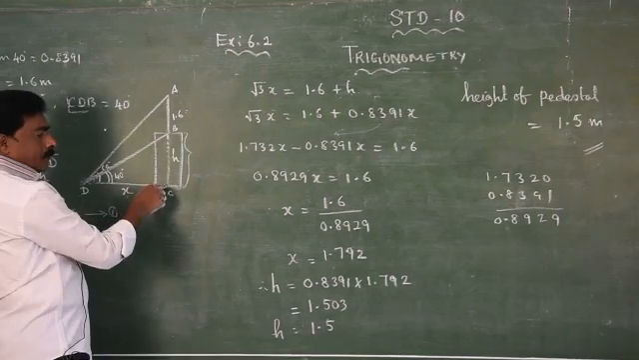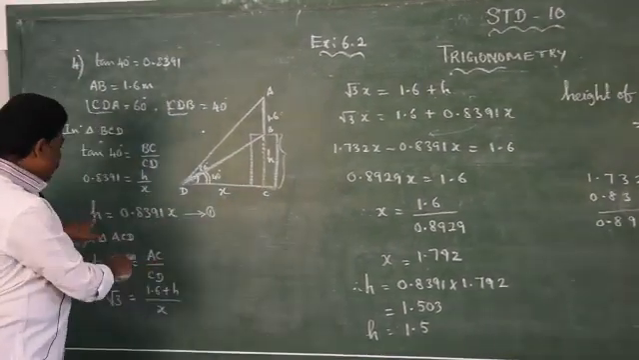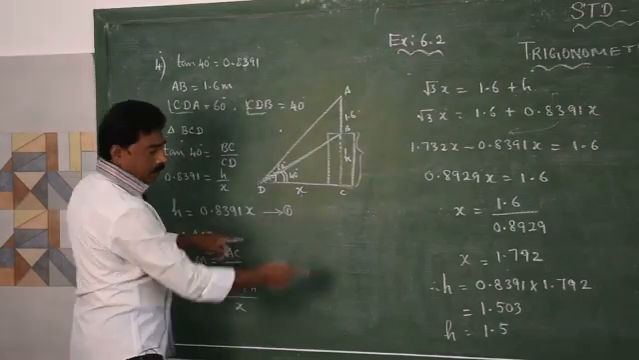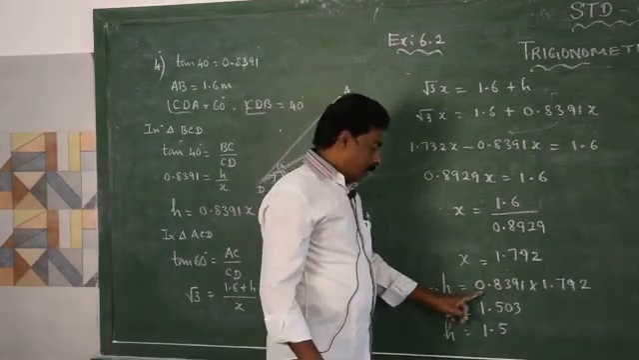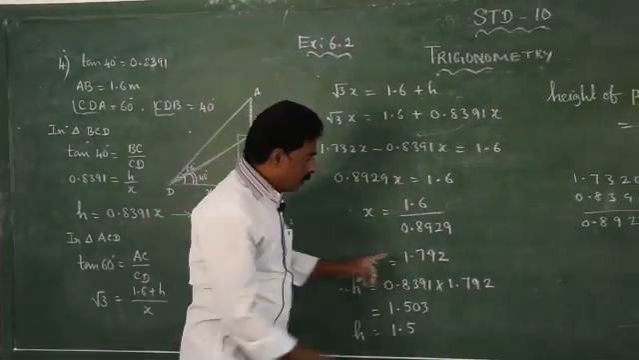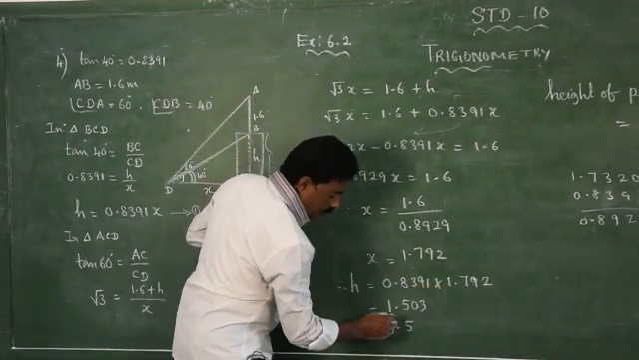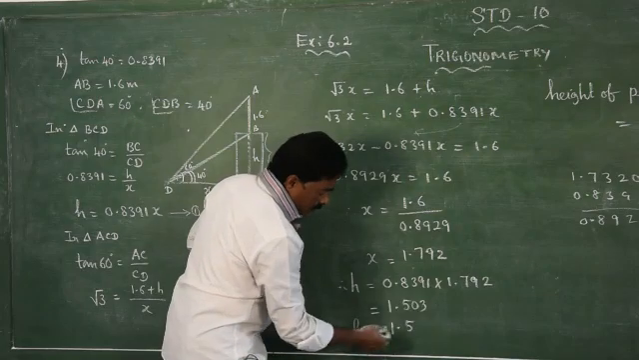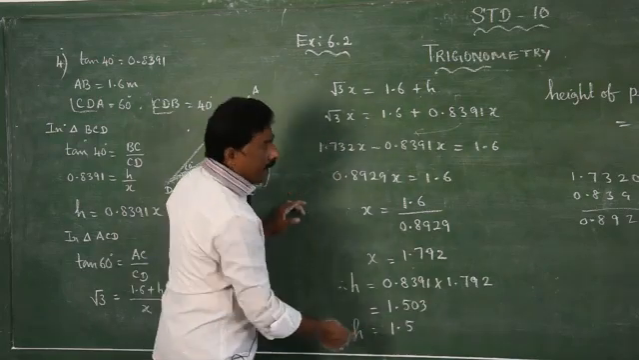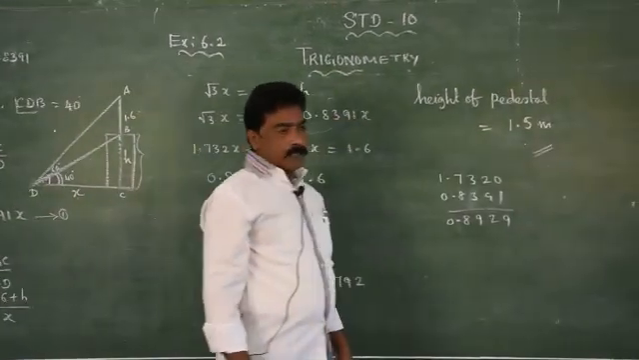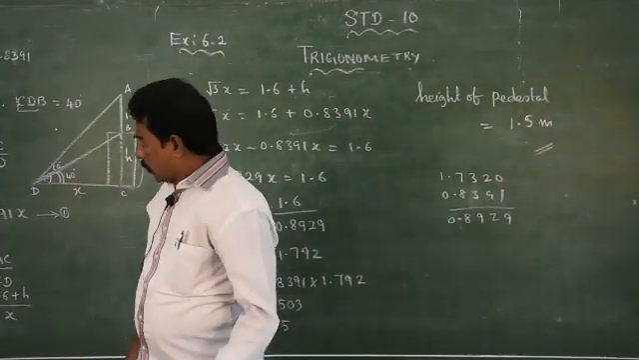What we have to find is the height of the pedestal. So h we have to find. What is h? H is 0.8391x. So substitute the value for x. When you substitute that, you will get 0.8391 into 1.792. When you multiply, you will get 1.503 or 1.5. That is the height of the pedestal. So what is the height of the pedestal? 1.5 meter. The next one.